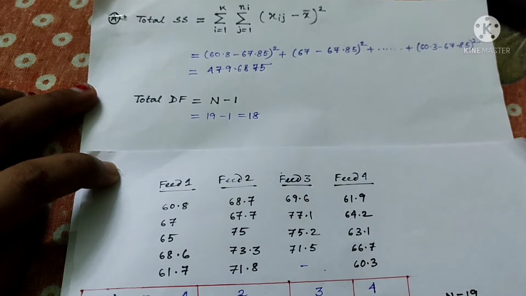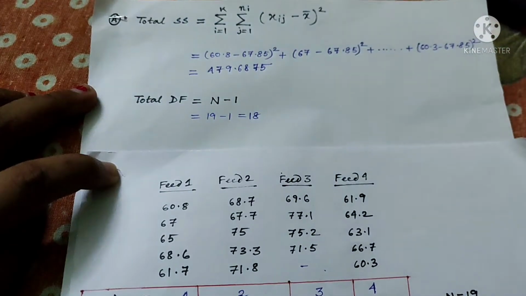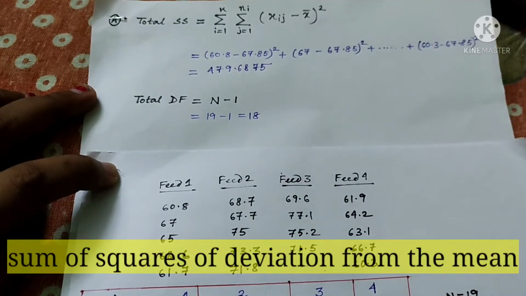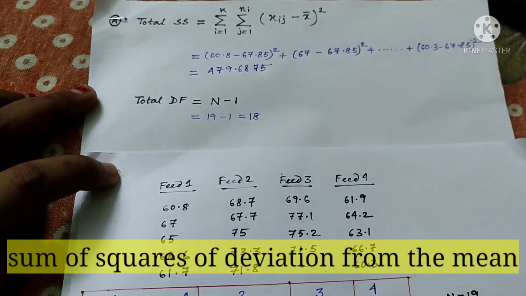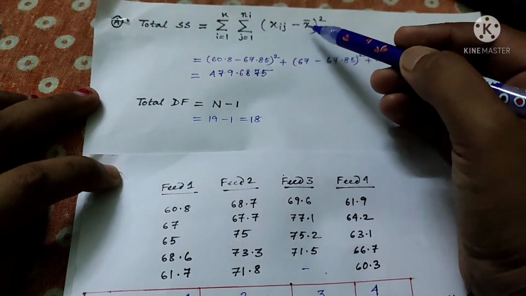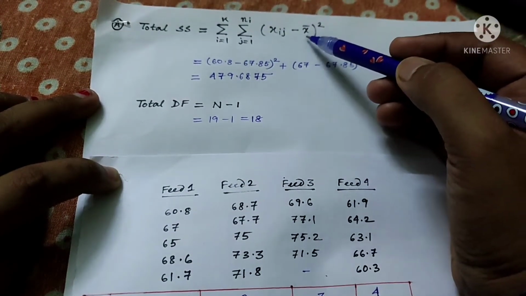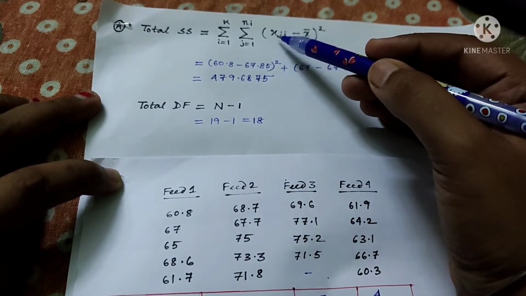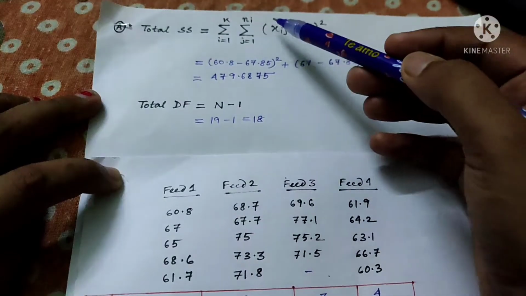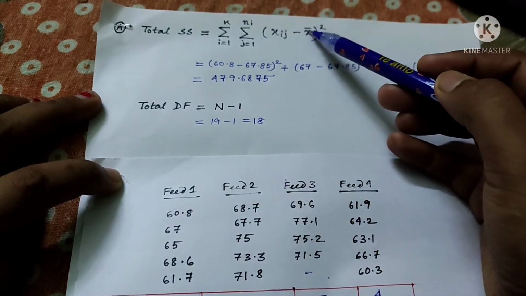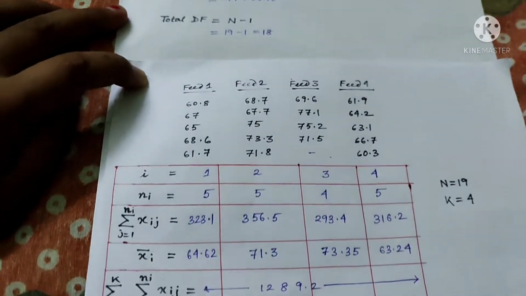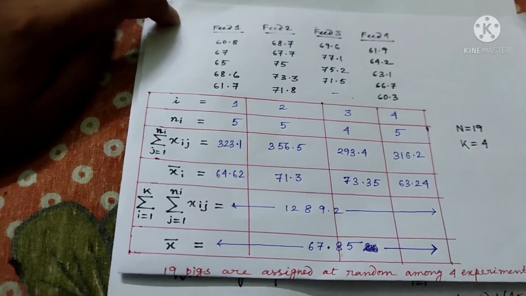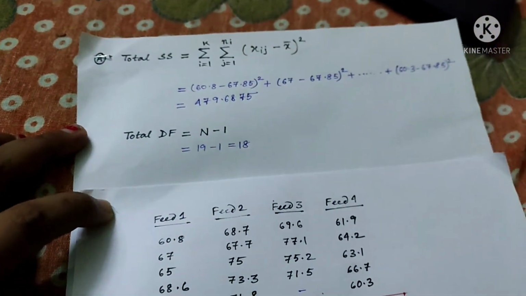Okay, next we have to find out the total SS. Total SS means the summation of squared deviations, where we have to subtract the x bar, or the population mean, from each sample value. See how that works. What is our population mean? We have got that our population mean was 67.85, so you have to subtract 67.85 from each value.